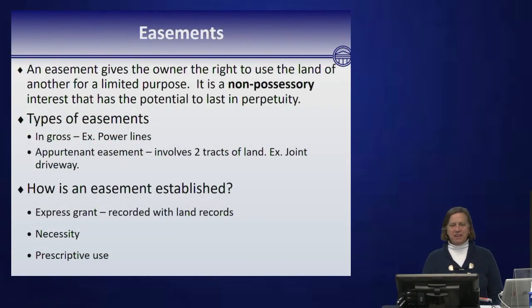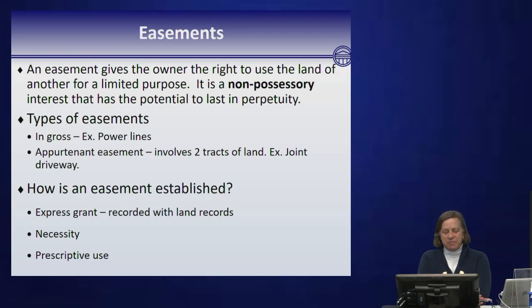All right, so we're moving right along. An easement is the right of your right in the land of someone else. An easement gives the owner the right to use the land of another person for a limited purpose. It's a non-possessory interest. It has the potential to last in perpetuity, or forever.